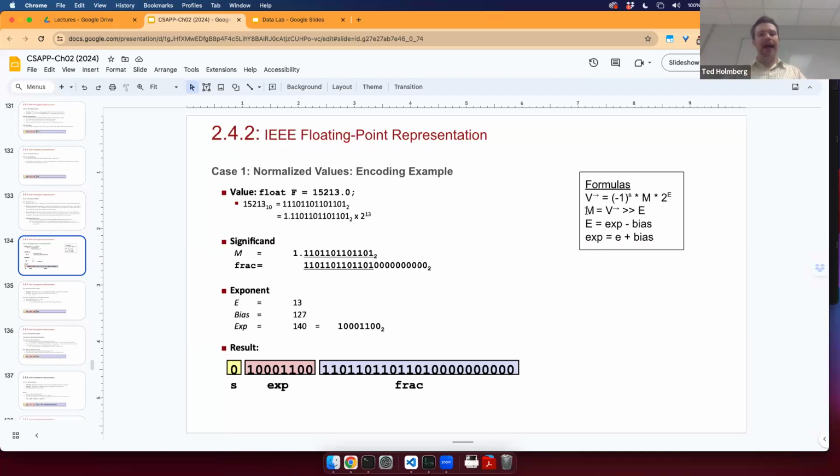Okay, so another way I can define M then, using this formula, is the same way as saying, just take this vector field and right shift it by E spaces. So if you see, I have this here. You can see I'm effectively going to right shift it by 13 spaces, which is why I have so many zeros here. So does everyone see how I define my fraction from my m?